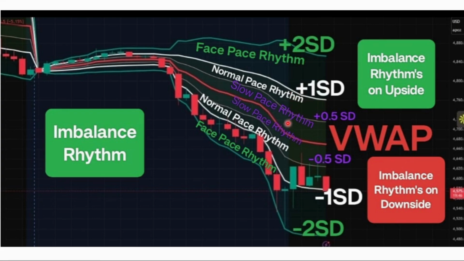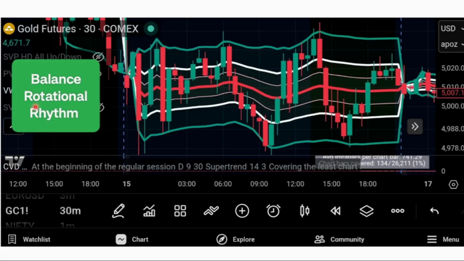But there's also a rotational rhythm. In a rotational market, price doesn't stay in just one direction. Instead, it keeps flipping between these bands like a cycle, going from minus 2 standard deviations to plus 2 standard deviations and back and forth, with traders comfortable buying near VWAP and selling above it.